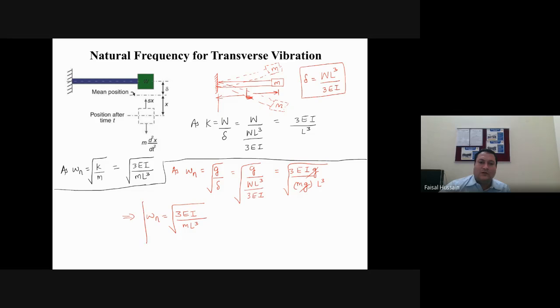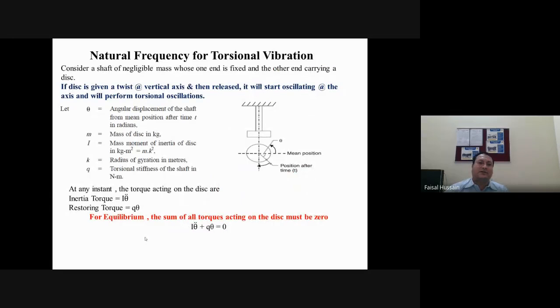So from this expression also, omega n equal to under root G by delta, we can determine the natural frequency of transverse vibration. Now similarly, let's go to the natural frequency for torsional vibration.